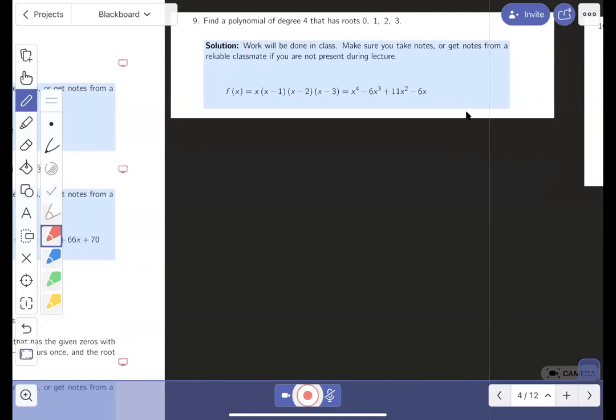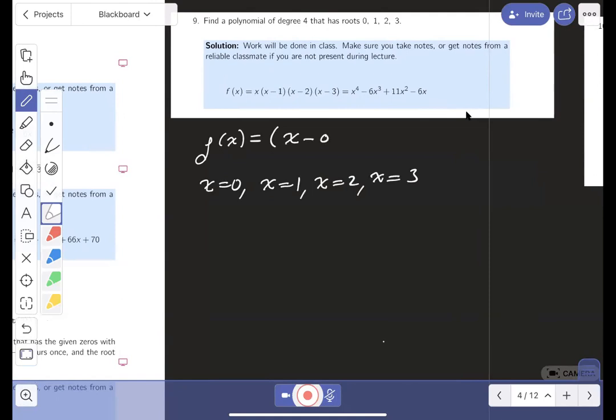And number 9 says find a polynomial of degree 4 that has roots 0, 1, 2, and 3. Well, this is going to be really easy to write down. Because if I know the roots are 0, that means x equals 0. And the other root is x equals 1. And the other root is x equals 2. And the other root is x equals 3. I know it's got these factors then: x minus 0, x minus 1, x minus 2, and x minus 3. I know it has those. So I'm going to say this is the polynomial here.